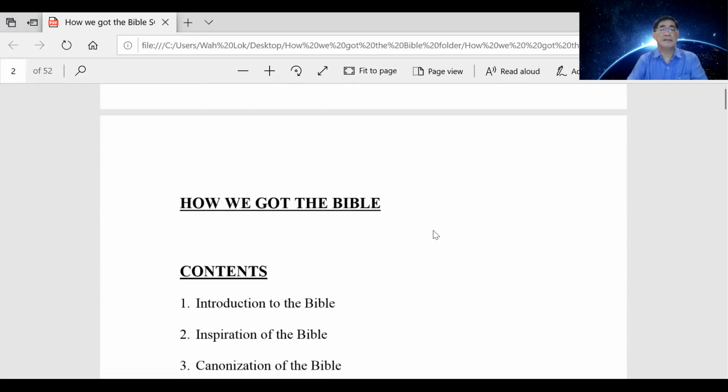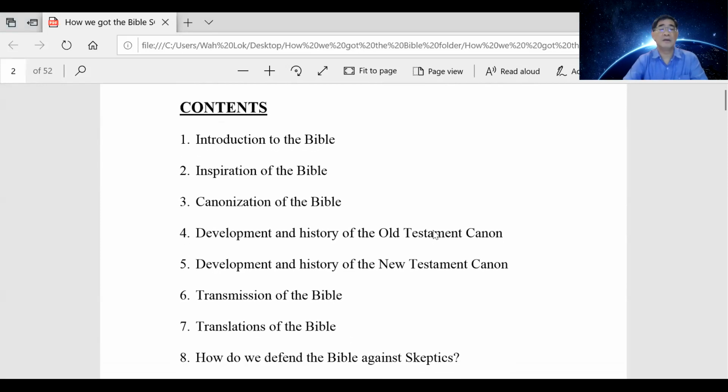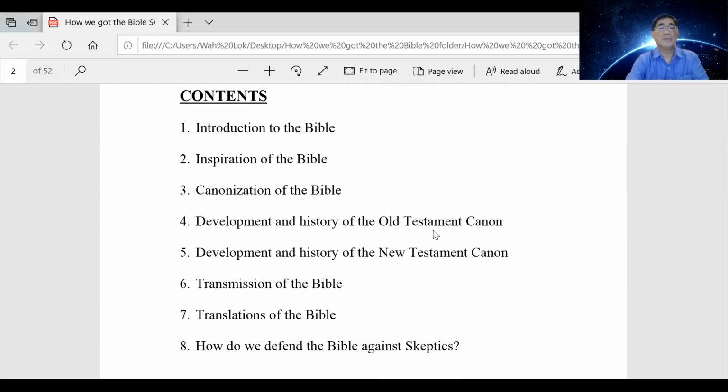This is the content: the introduction of the Bible, the inspiration of the Bible, canonization, the development and history of the Old Testament canon, and the development and history of the New Testament canon. Then we're going to look at a bit of the transmission of the Bible. Transmission means, how do we know the Bible, written over many, many years, was transmitted over thousands of years?